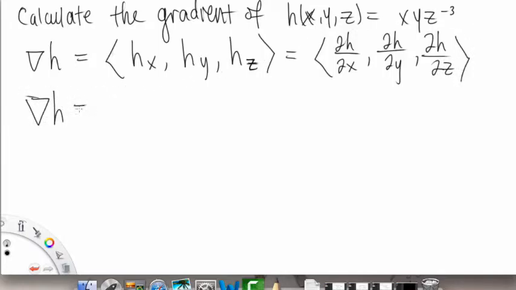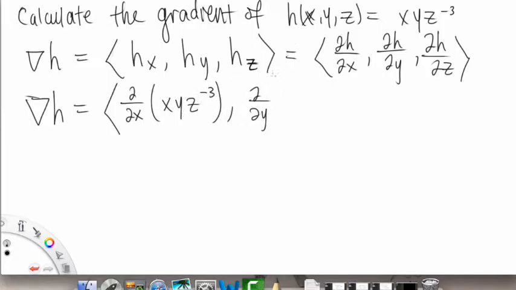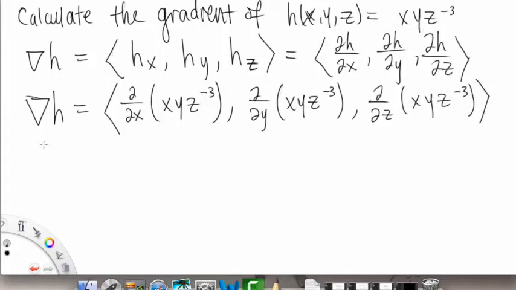So we get that the gradient of h is equal to the partial derivative with respect to x of x, y, z to the negative third. The next component, partial derivative with respect to y of x, y, z to the negative 3. And then the last one is the partial with respect to z of x, y, z to the negative third power. So let's continue here.